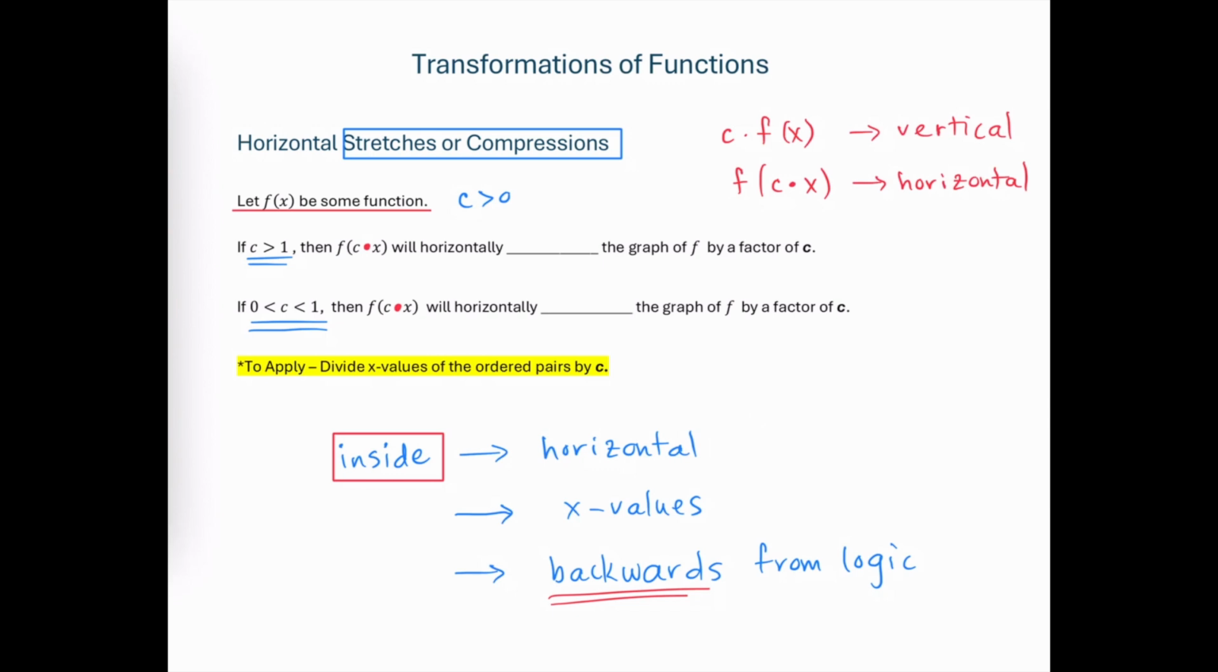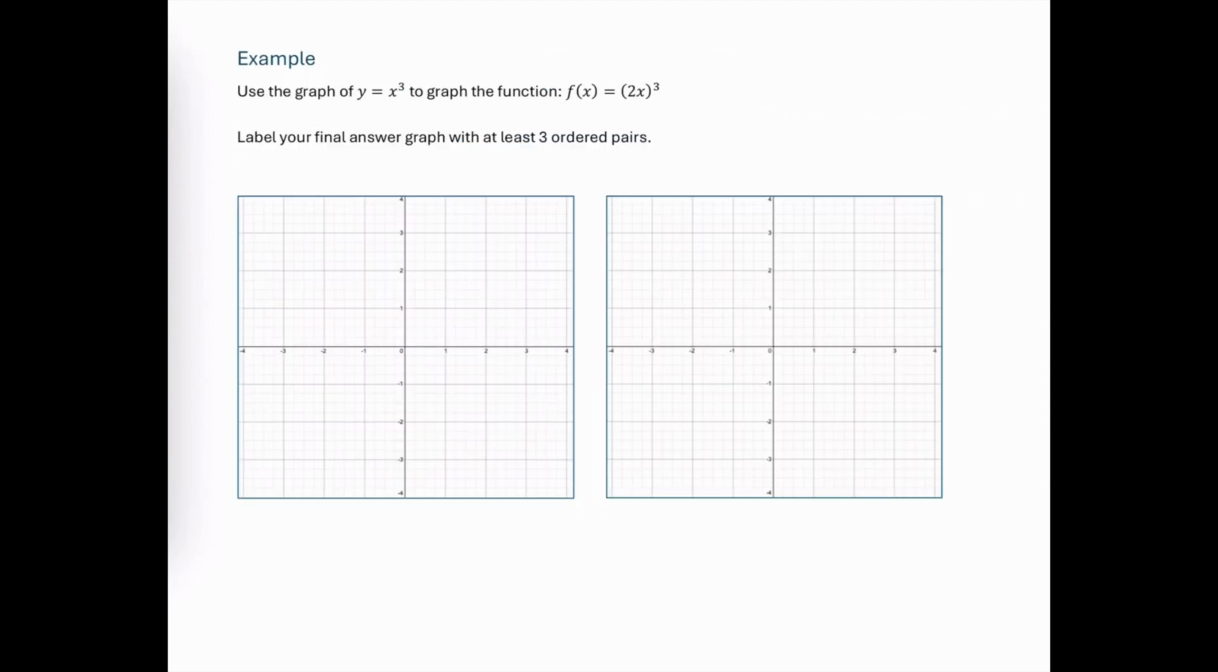So coming back up here, when we have a greater than 1 multiplier on the inside, it actually results in a horizontal compression, which can also be considered a shrink. And if on the inside we multiply by a number that's a fraction, that stretches the graph out horizontally. And here's our first glimpse as to how that might be a little backwards from what we would normally think would happen. So let's look at an example.